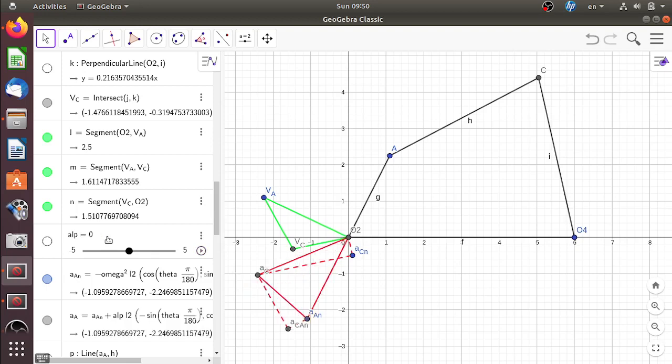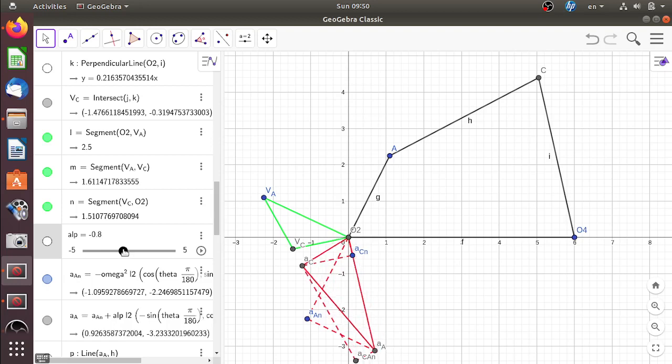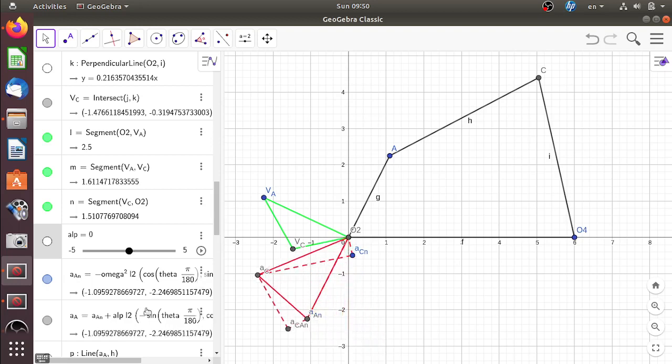Now for simplicity we will say that alpha is equal to 0. Remember, when I change the alpha value, there is no change in the velocity diagram and configuration, only the acceleration diagram is changing. Fine, so now I have identified AA. Now I need to identify the acceleration of point C.